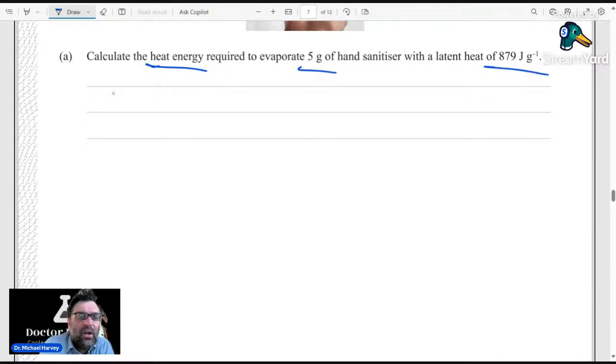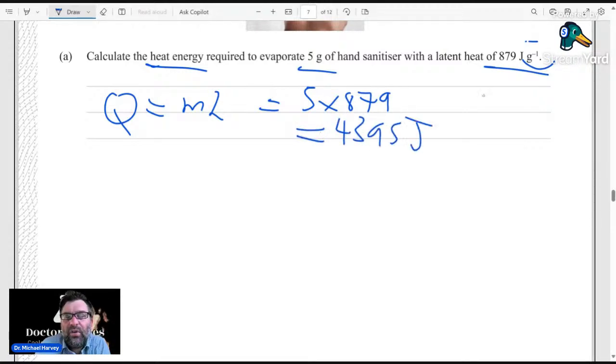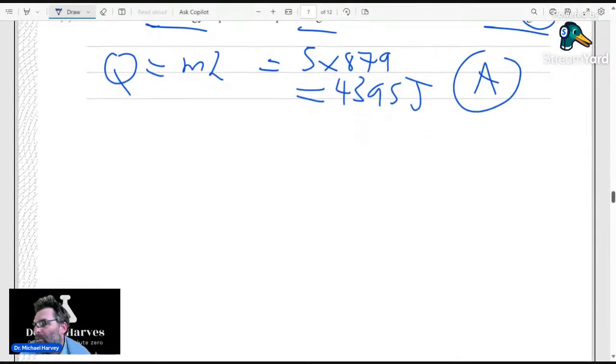So again, we're using our equation from the last question, Q equals ml. It's given in joules per gram as well. So 5 times 879, which equals 4,395 joules. And that's going to be your achieved point there, just plugging in the numbers. In physics, we like those achievement questions where you're just plugging in numbers.